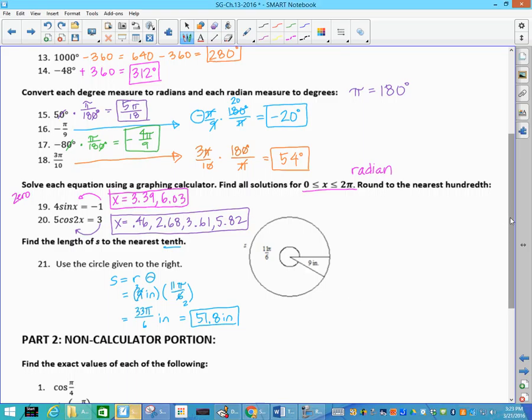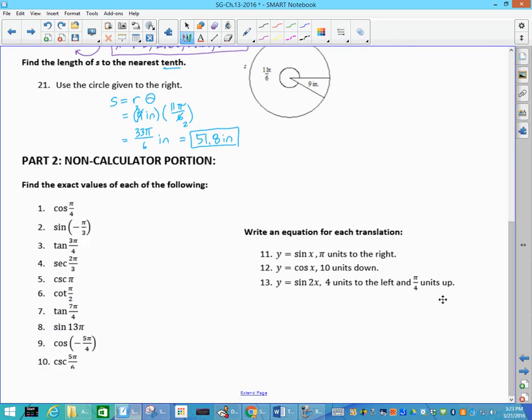Okay, non-calculator portion. You are using a unit circle. What I will put next to it are the coordinates, and maybe I'll put the answers over to the left so you can check them as we go. Cosine of pi over 4 is in the first quadrant. The coordinates should be on your unit circle, square root of 2 over 2, comma square root of 2 over 2, which makes the cosine equal to that x value, so it is the square root of 2 over 2.